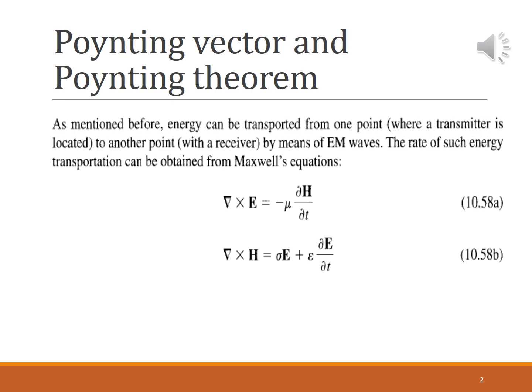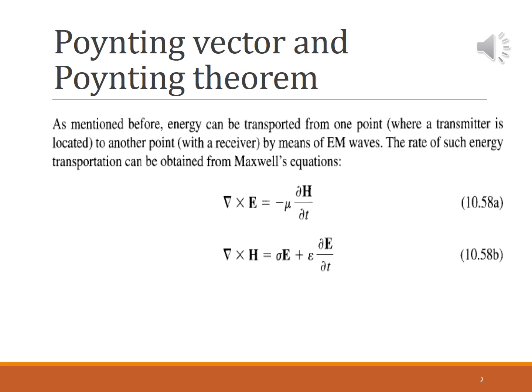In order to derive the Poynting vector, we start with Maxwell's equations, given by equations 10.58a and 10.58b. These equations we've already derived in the fourth module, and they are for time varying fields. Del cross E is equal to minus dou B by dou t. That is what we've derived. And if you replace B with mu times H, you can write it in the form given here.